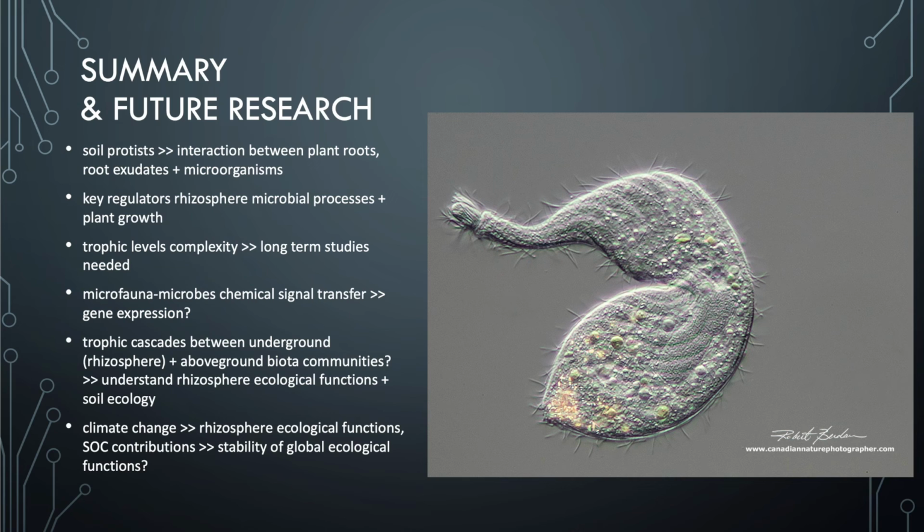So let's now summarize what we have learned about soil protists and look at some of the future research that needs to be implemented in order to further understand these incredible organisms and their role in soil health and soil restoration. So soil protists have a profound effect on the interactions between plant roots, root exudates, and microorganisms. In fact, they are key regulators in rhizosphere microbial processes and plant growth. And this is what we have already learned over the past 10 lessons. But the complexity of the various trophic levels is quite extreme, and there is a lack of studies.